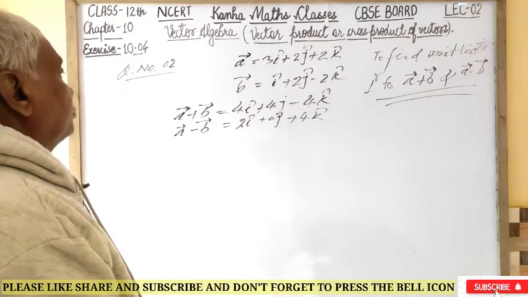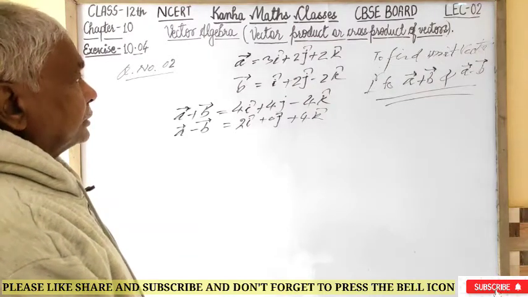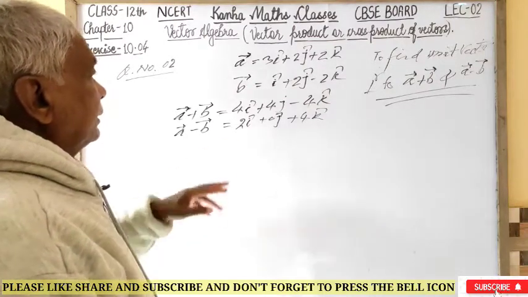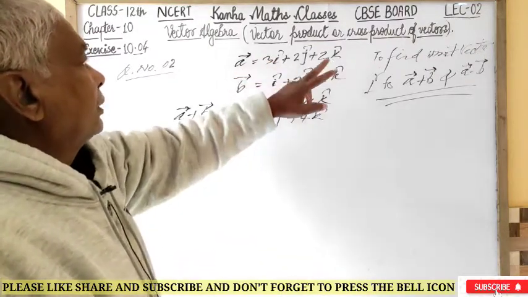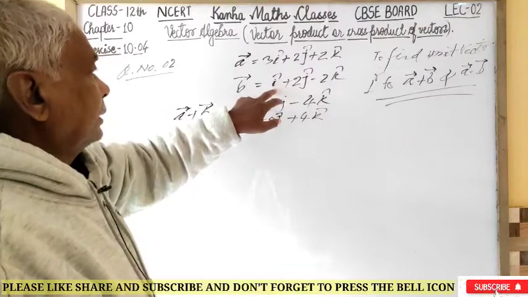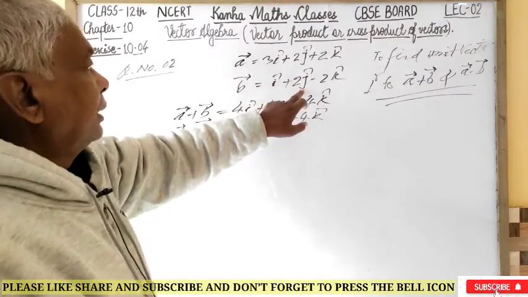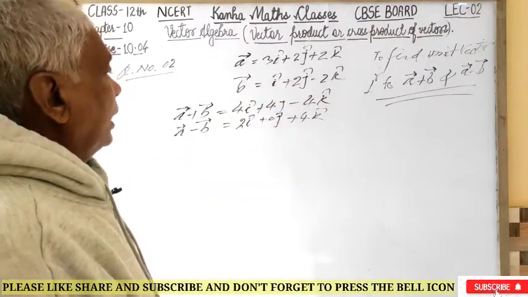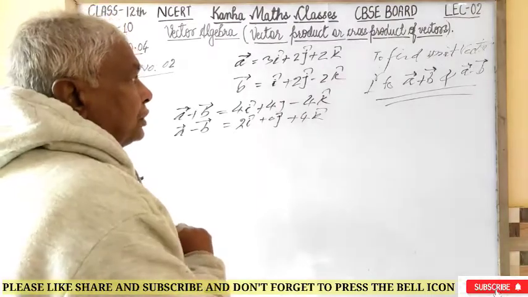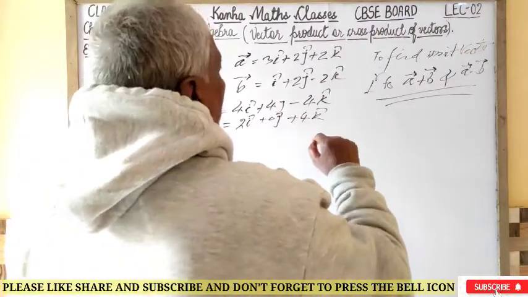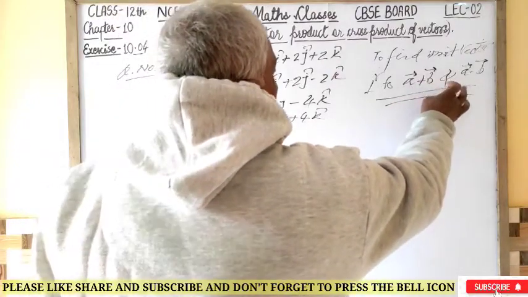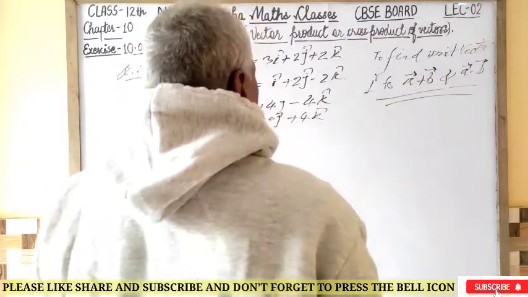in exercise 10.4. Here it is given that vector a is 3i plus 2j plus 2k and another vector b is i plus 2j minus 2k, and you have to find out the unit vector perpendicular to vector a plus b and vector a minus b.